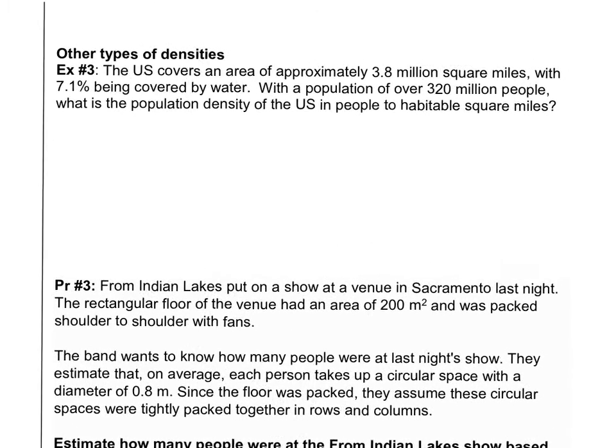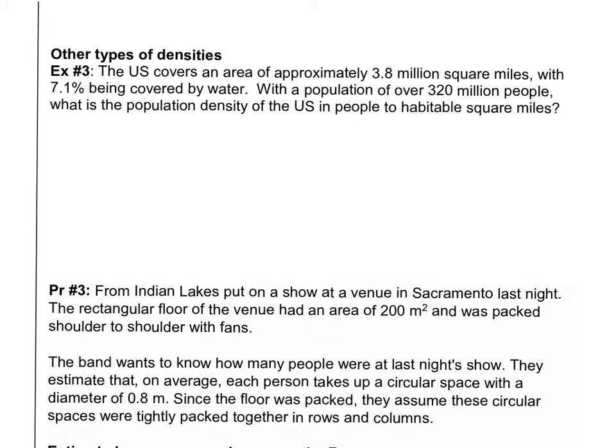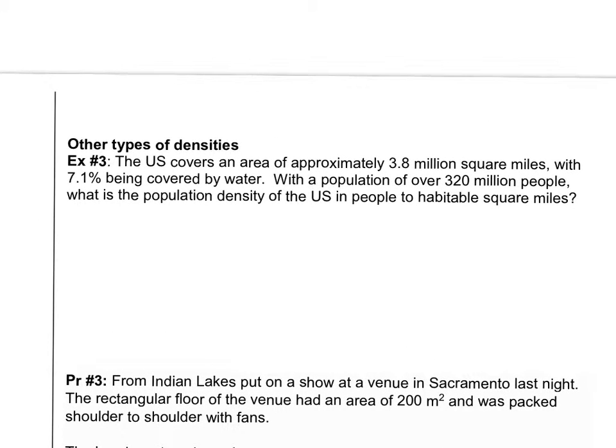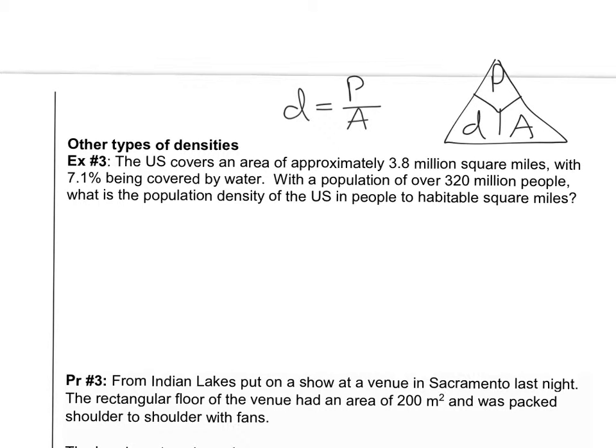Okay, there's other types of densities. We could also talk about the density of people per area. A way of thinking of that is that if you're talking about the density of people, it would equal the number of people over an area. So if you're using the flux capacitor method that we talked about, the number of people would go on top, density over here, and then area here. All right, so let's go ahead and do this first problem together.